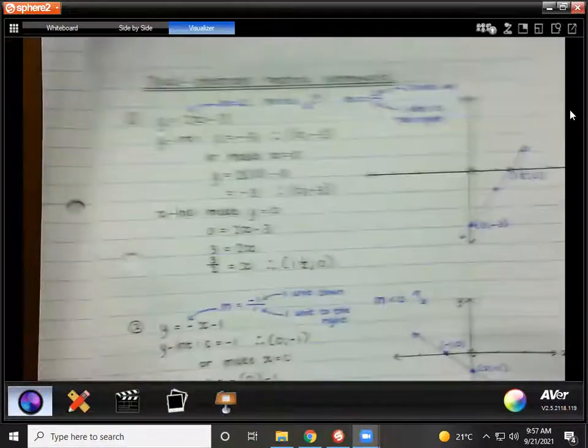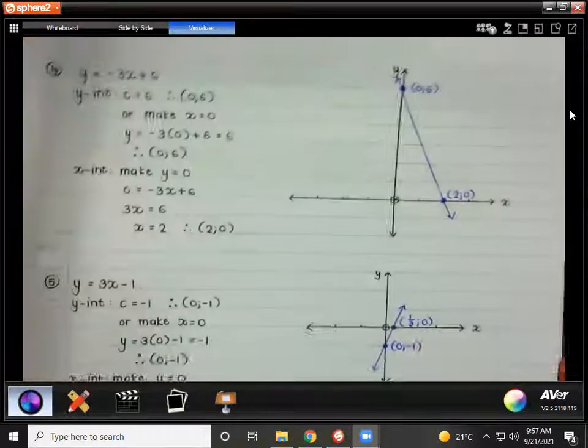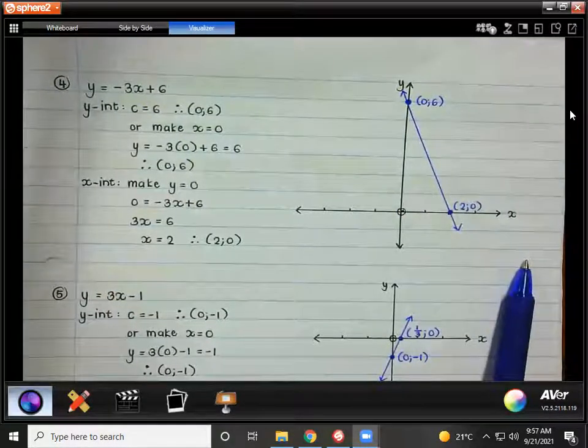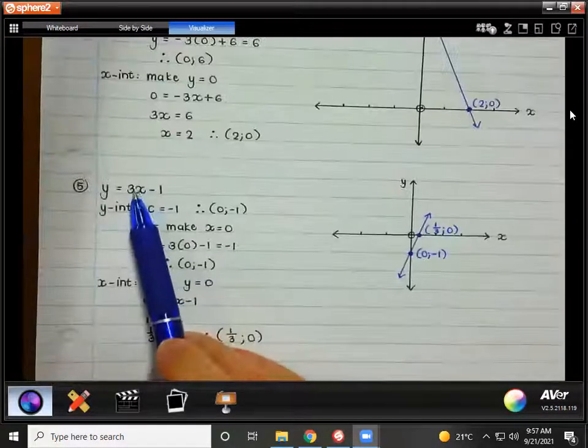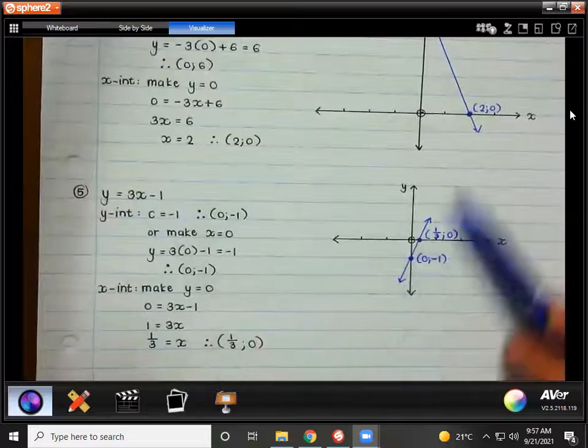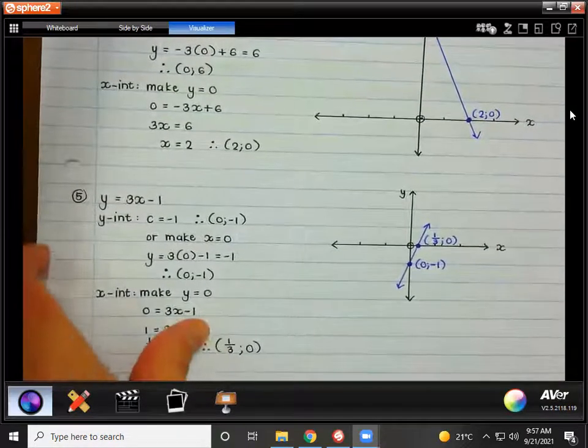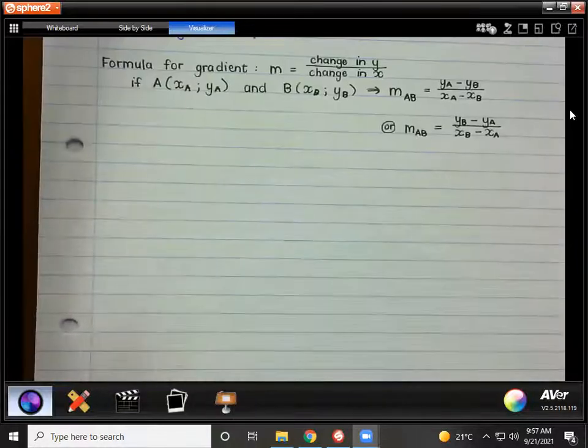All right, let's quickly look at 4. Number 4 was another one with a negative gradient. Do we see? Going down. Number 5, positive gradient, going up. Okay, I'm not going to write all of that extra stuff there now. I think you guys get the idea.